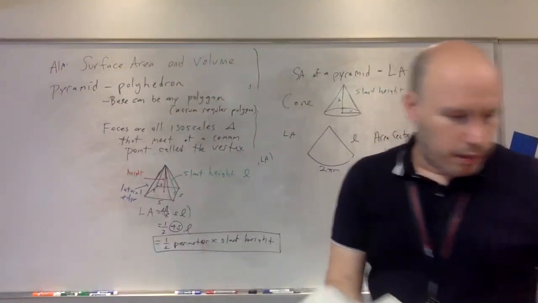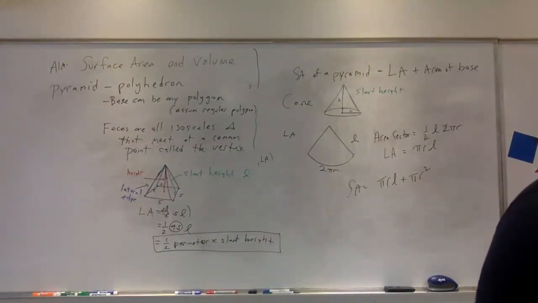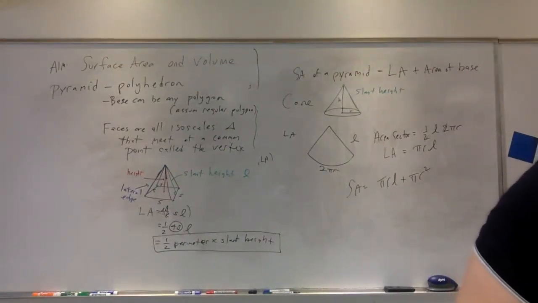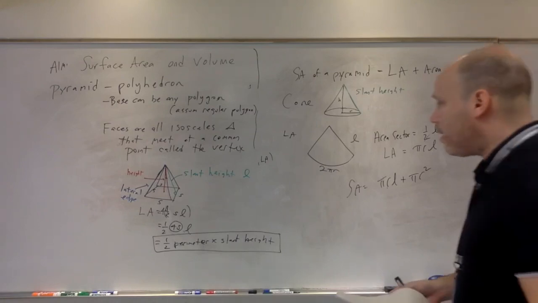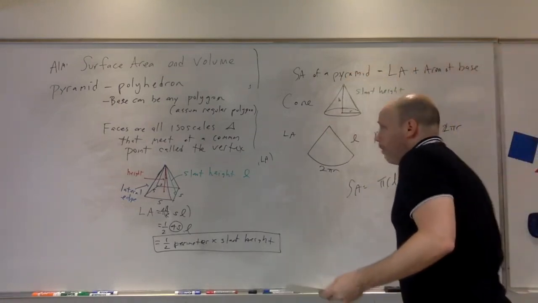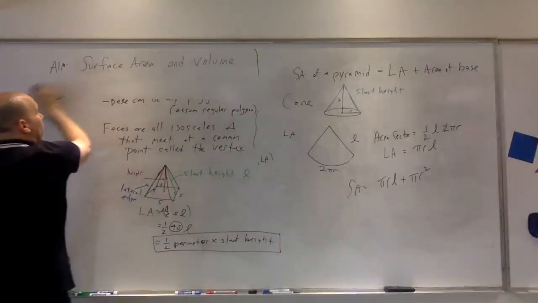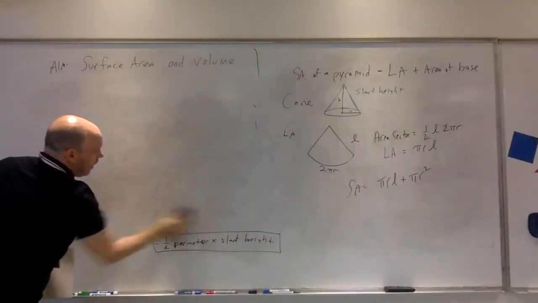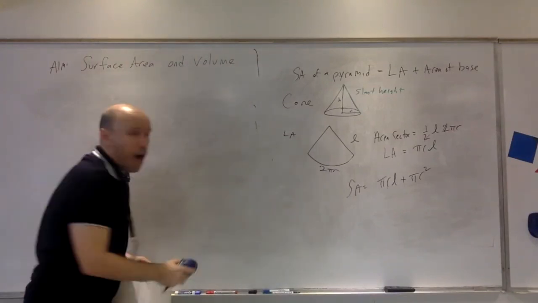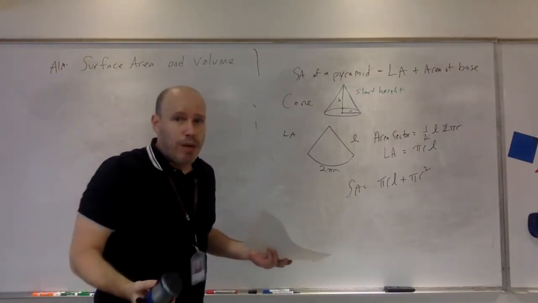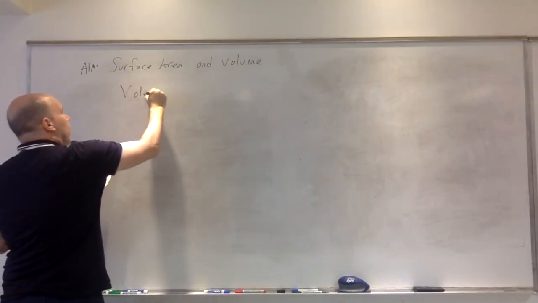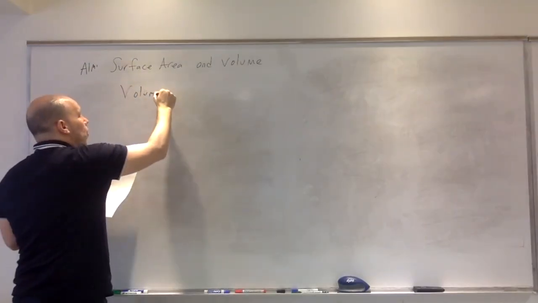Next. Oh, we did the pyramid. Good. The last thing I want to talk about is volume. Volume is very straightforward. Volume is simply how much stuff we can put inside the object that we created. So we have a cube. We know what a cube is.